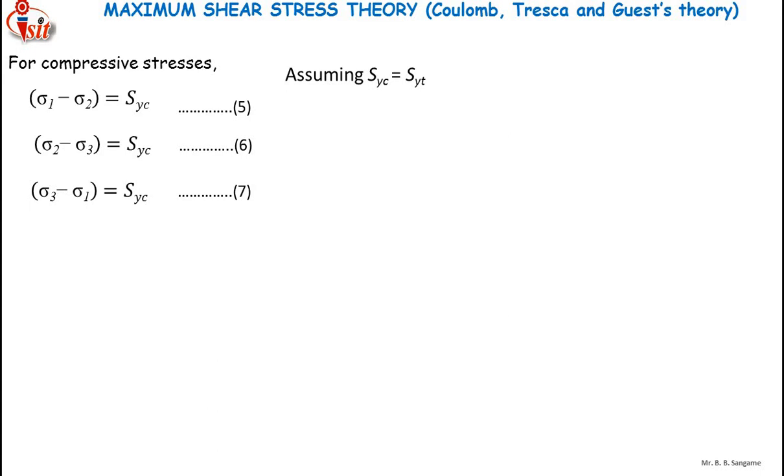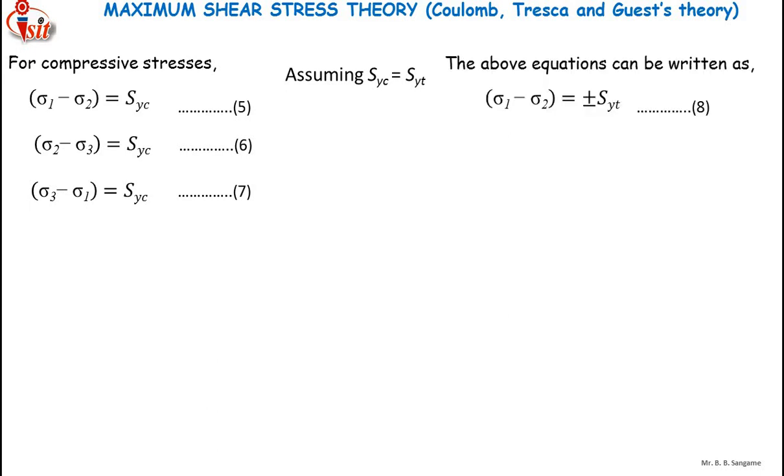The same equation can be written as sigma 1 minus sigma 2 is equal to plus or minus SYT. Here the positive sign represents the yield strength in tension, and the negative sign represents the yield strength in compression. Similarly, sigma 2 minus sigma 3 will be equal to plus or minus SYT, and sigma 3 minus sigma 1 is equal to plus or minus SYT. Once again, I am going to repeat that the positive sign represents the tensile stress, and the negative sign represents the compressive stress. We have assumed that yield strength in compression is equal to yield strength in tension.